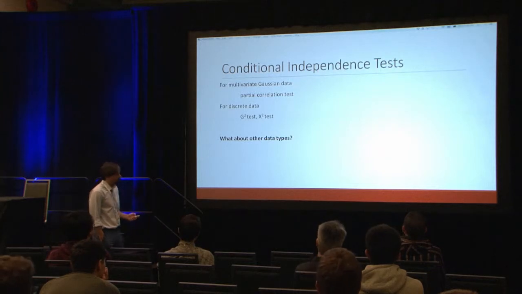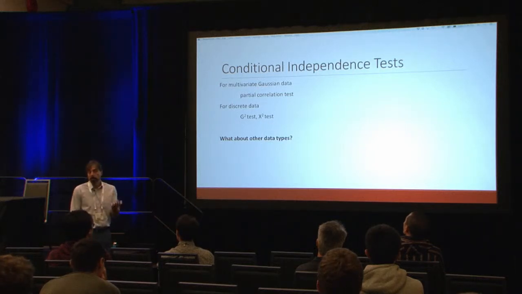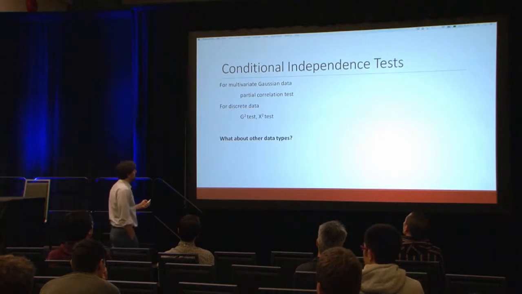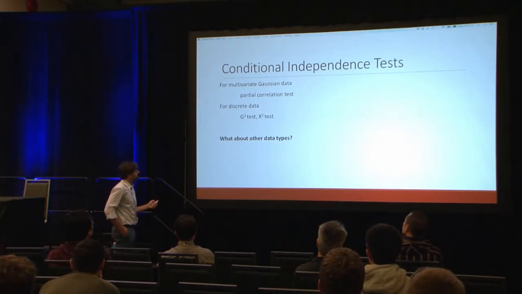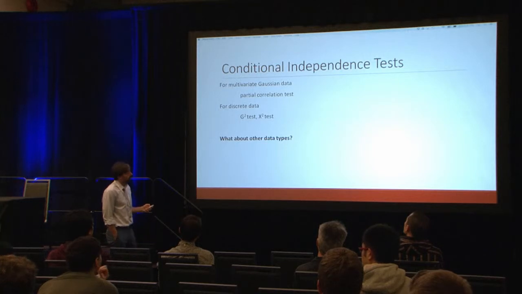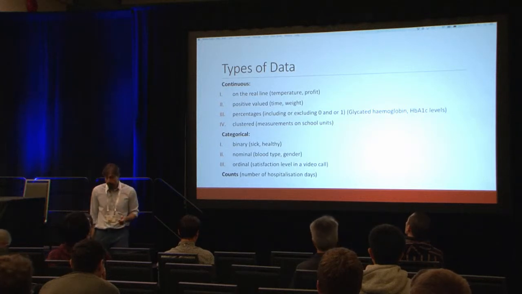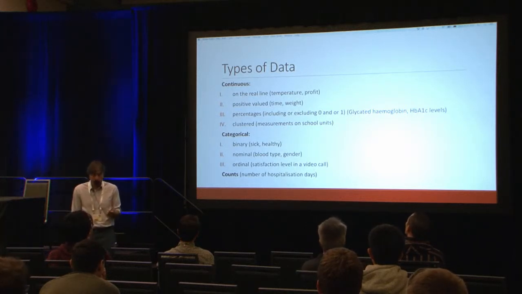All right, so for some types of data, for example, when you have all continuous data or all discrete data, it's well known that you can run some conditional independence tests for these homogeneous groups of data, like the G-square or chi-square test here and the partial correlation test. But what about the general case where you have different types of data? What are these different types of data you may have?